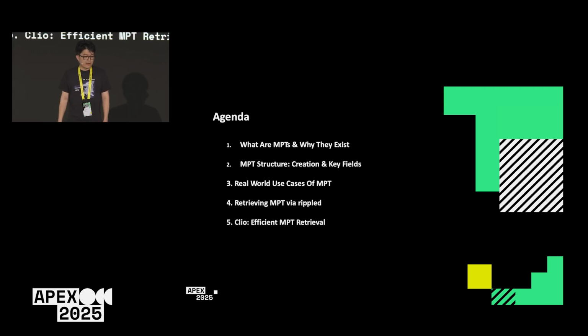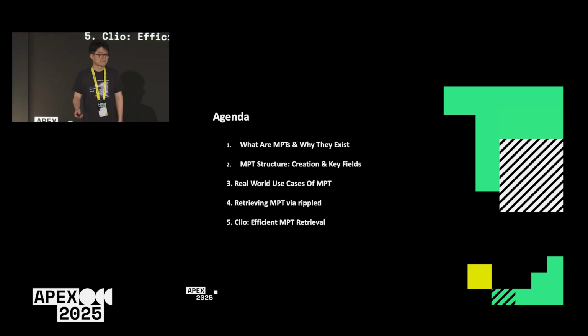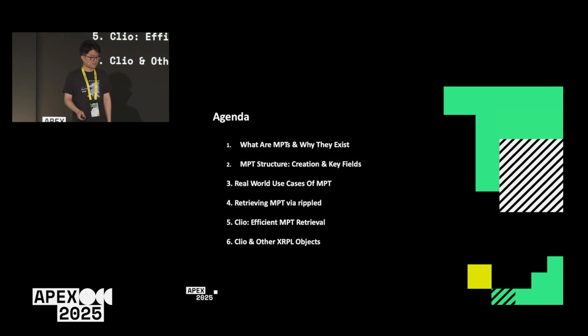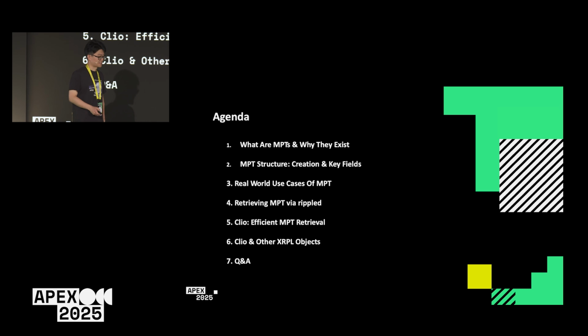For the fifth slide, I'll be talking about some more efficient ways of querying an MPT, specifically by Clio. For those who don't know what Clio is, don't worry, I'll explain more when we get there. As well as how Clio queries other XRP Ledger objects, and ending off with questions and answers.